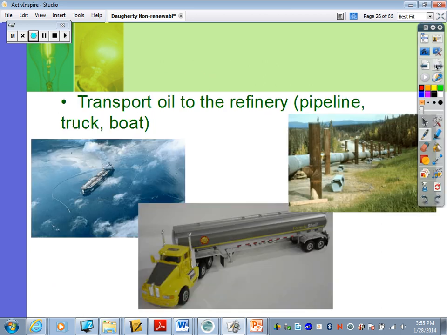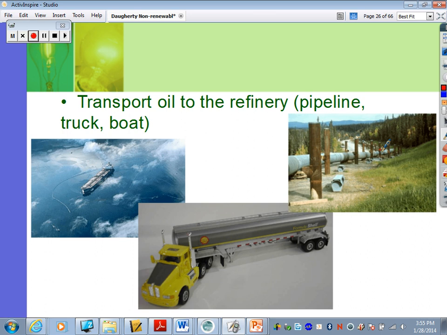Okay. And then here are some pictures just showing you how we can transport the oil that we've just pumped out to the refinery. Here's the pipeline system I was talking about. Here's your boat. Here's your trucks. Those are all different methods of transporting oil.